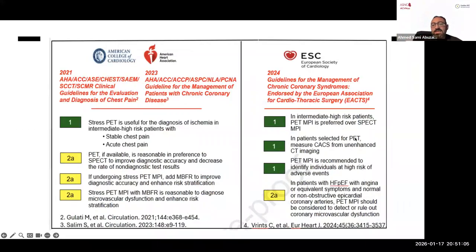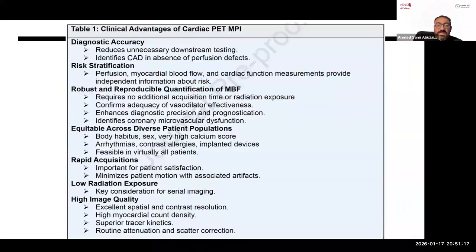In patients with PET, if you have a CT, you can measure the coronary calcium score, and it also identifies high-risk patients. So they put cardiac PET as class 1 in a lot of other indications. And this is what we thought about, and what we've been talking about in all our courses, lectures and guidelines. It has the highest diagnostic accuracy. It can help us with risk stratification.